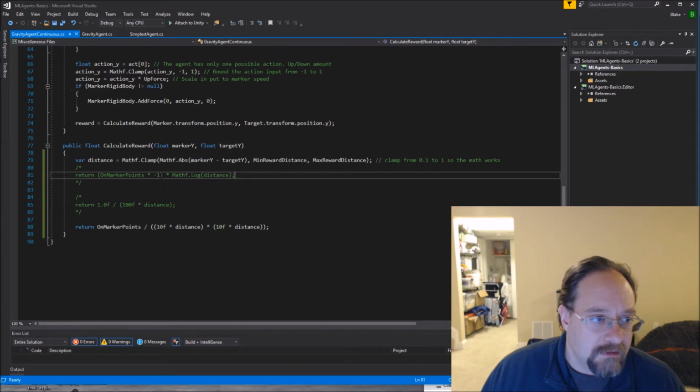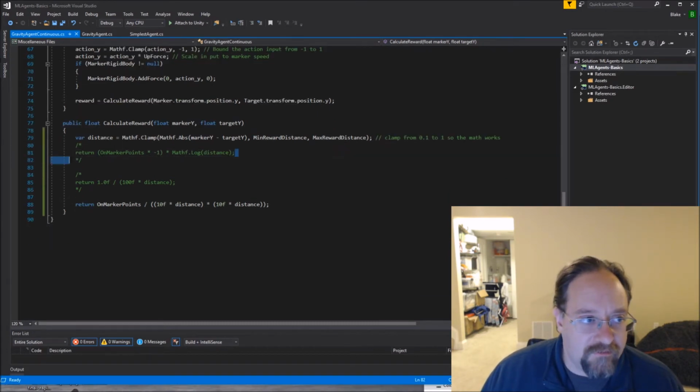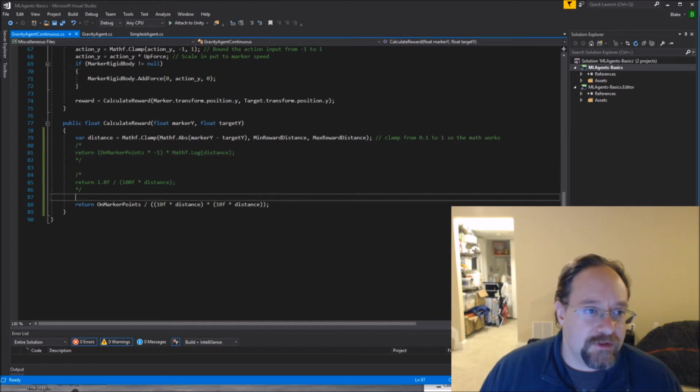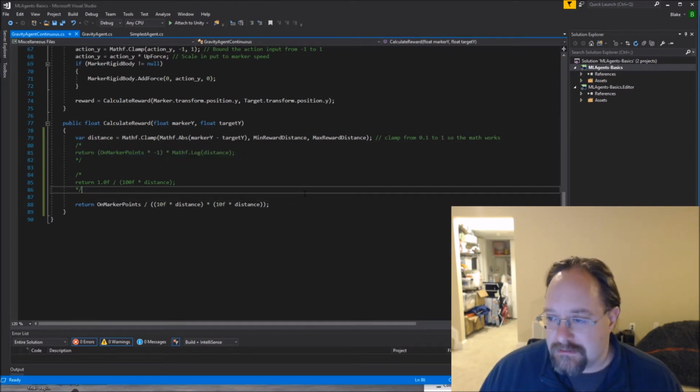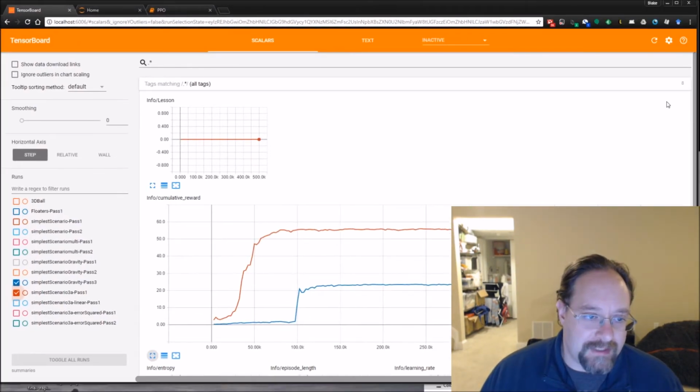So the next one that I tried was this logarithmic version of this, and it was pretty good. So I believe it's that one. Yes. Now, due to the nature of this algorithm, the reward function has a higher maximum.